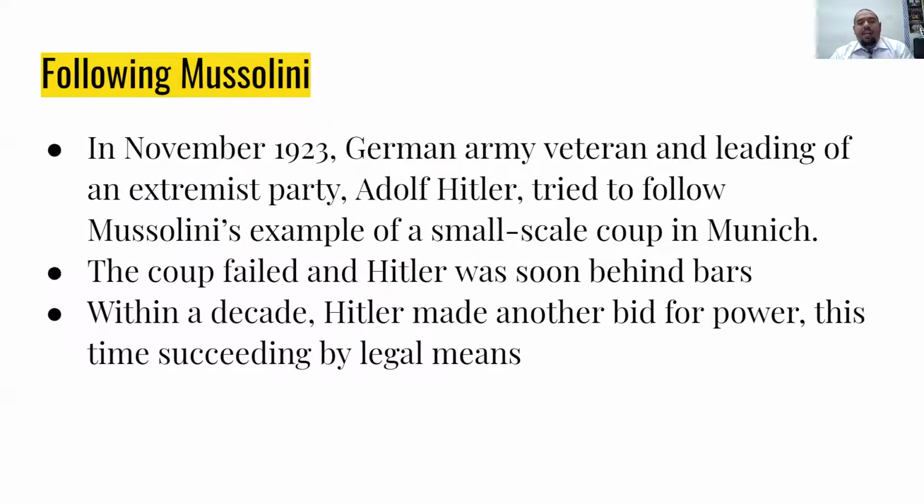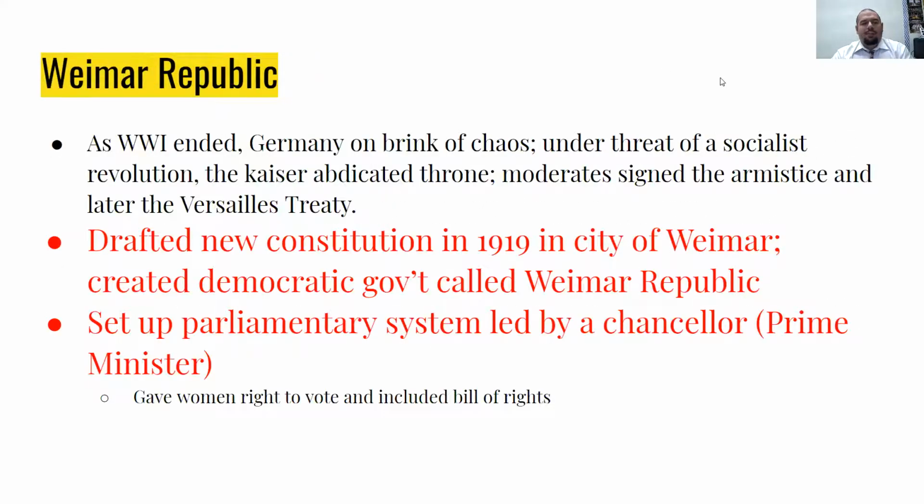November 1923, German army veteran and leader of an extremist party, Adolf Hitler, tried to follow Mussolini's example of a small-scale coup in Munich. The coup failed and Hitler would soon be behind bars. Within a decade, though, Hitler will make another bid for power, this time succeeding by legal means. So let's go a little backwards.